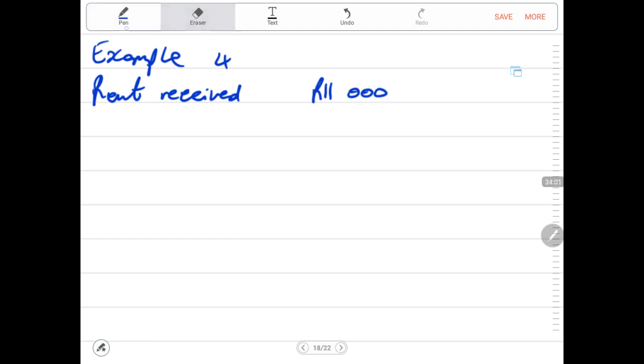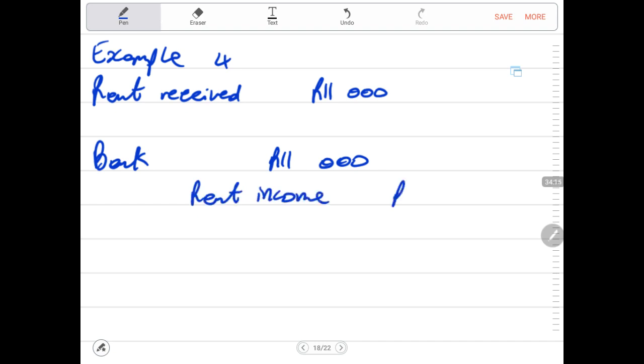Let me just leave a line here because it's two different things. We are going to say money is received. Debit bank, 11,000 rands. Credit rent income, 11,000 rands.